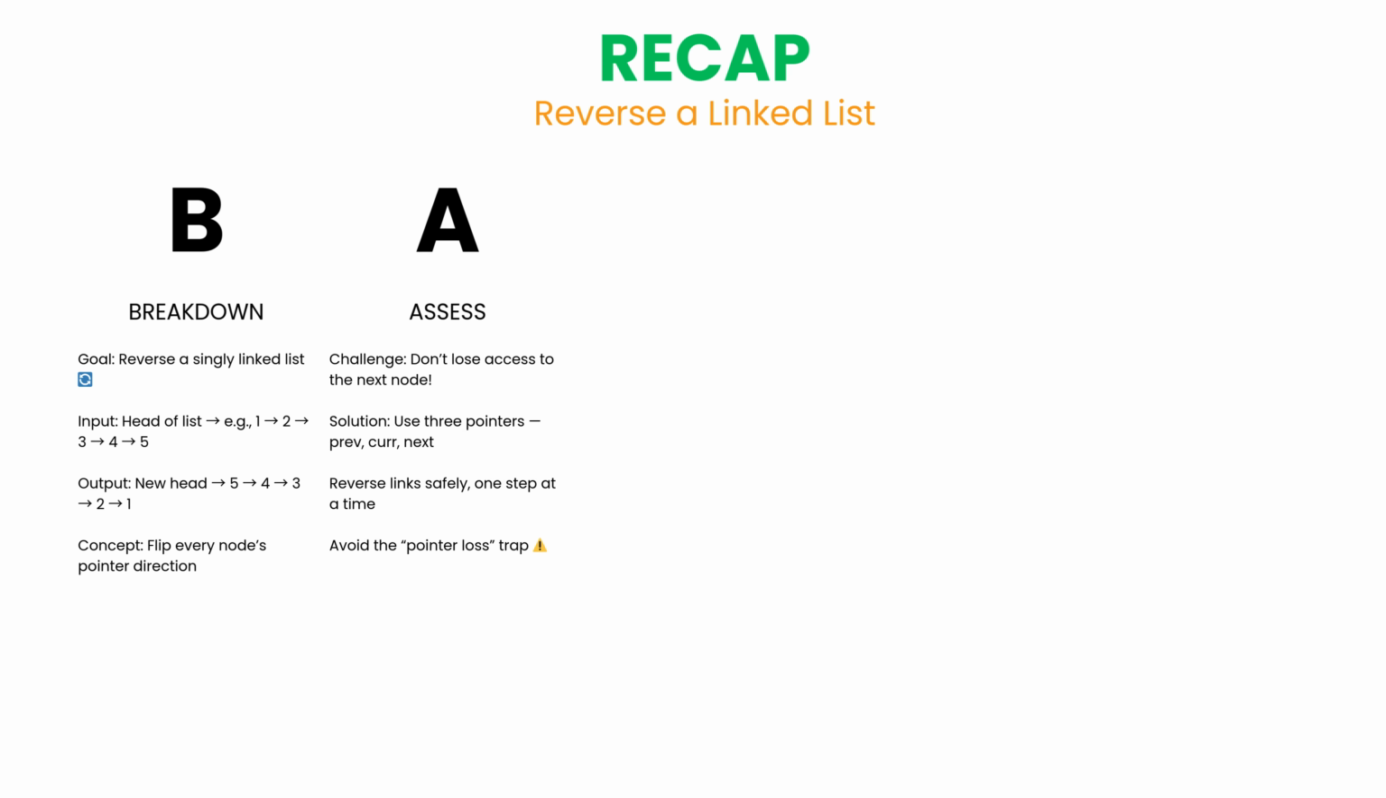Approach recap. The tricky part is managing the pointers. You can't just flip links randomly. If you lose track of the next node, the rest of the list is gone. So we compared approaches and chose a safe, iterative method. Traverse the list while keeping track of the previous, current, and next nodes, reversing links step by step.